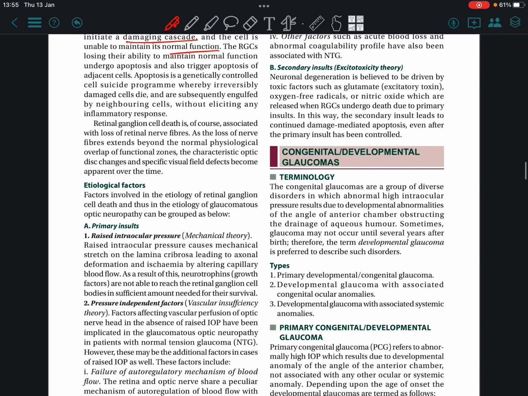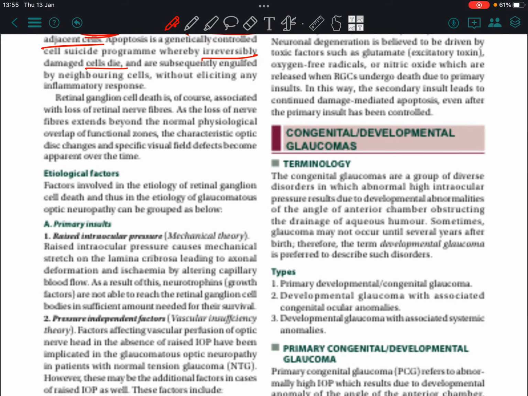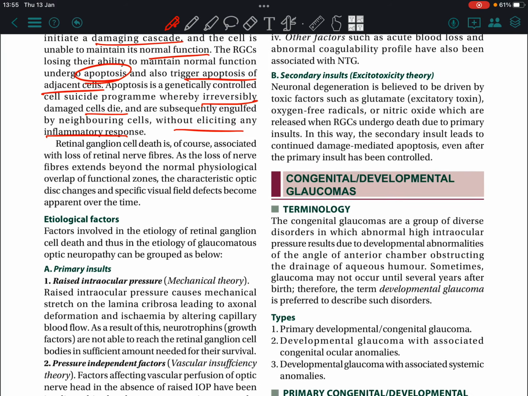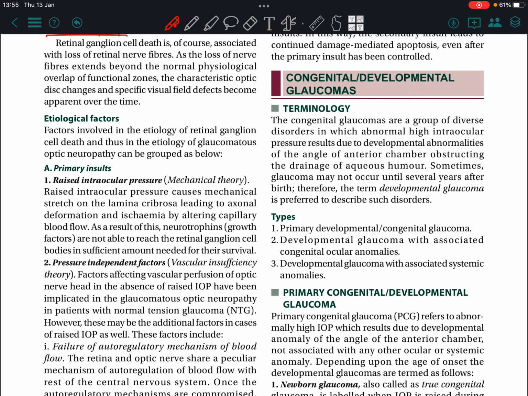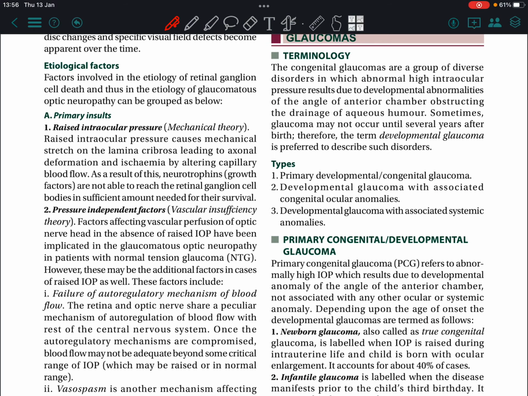The RGCs, losing their ability to maintain normal function, undergo apoptosis and also trigger apoptosis of adjacent cells. Apoptosis is a genetically controlled cell suicide program whereby irreversibly damaged cells die and are subsequently engulfed by neighboring cells without eliciting any inflammatory response. It is also associated with loss of retinal nerve fibers, and as the loss of nerve fibers extends beyond normal physiological overlap function, the characteristic optic disc changes occur.